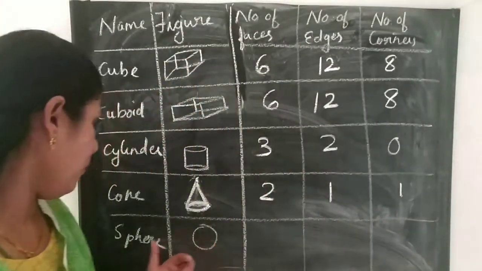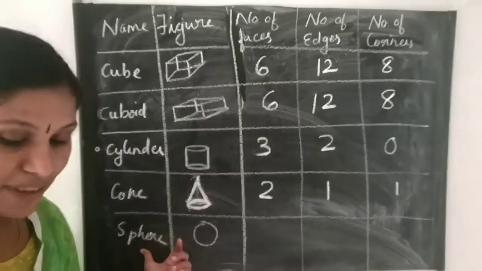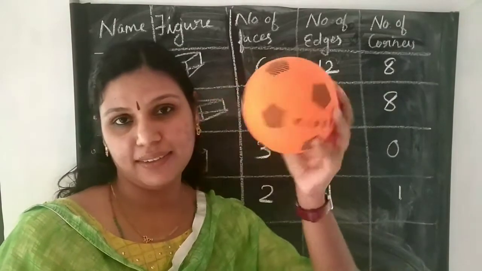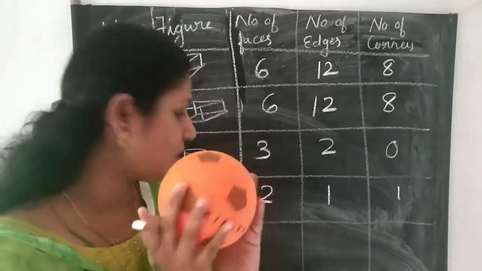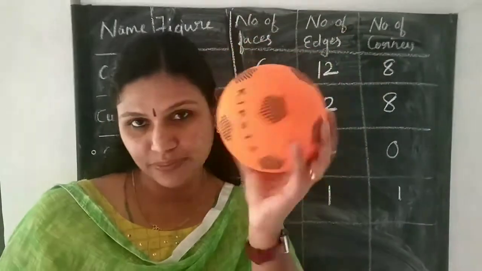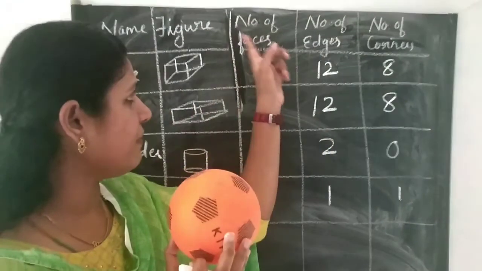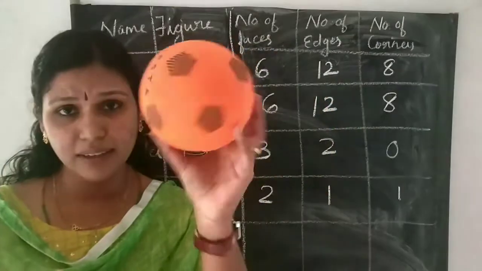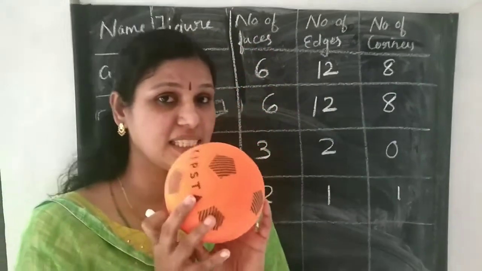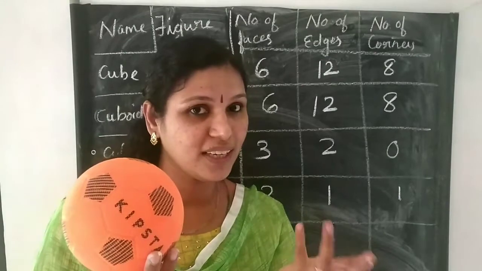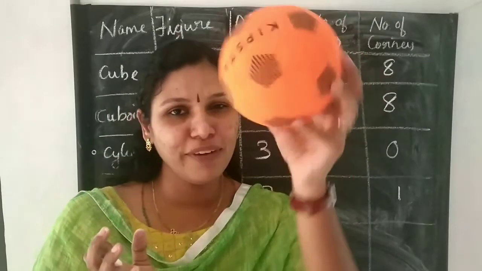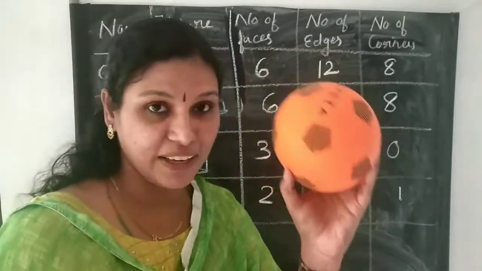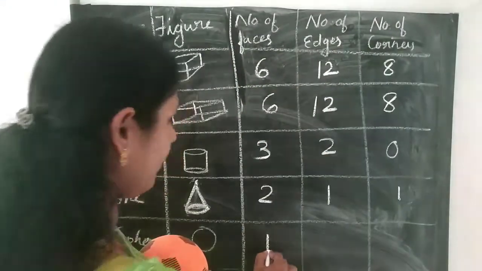Okay. Now sphere. The last one is sphere. This ball looks like a sphere. Okay. First we need number of faces. See this. Here the number of faces is what? Only 1 face you can see. Yes, isn't it? So number of faces in a sphere is 1.